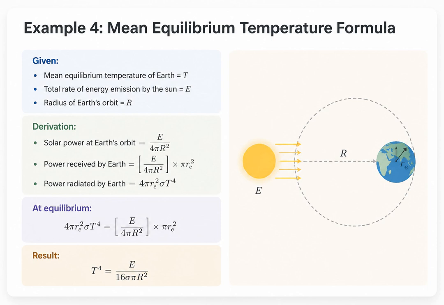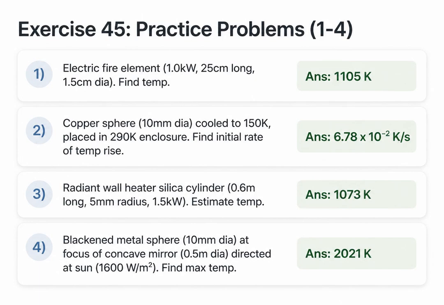The source material provides a comprehensive set of practice problems in exercise 45. Let's review the first four. Question 1 asks for the temperature of a cylindrical electric fire element acting as a blackbody, which yields 1105 Kelvin. Question 2 involves a copper sphere cooling in a specific enclosure, requiring us to calculate the initial rate of temperature rise using Stefan's law and the specific heat capacity of copper, resulting in 6.78 times 10 to the negative 2 Kelvin per second. Question 3 is similar to the first, estimating the temperature of a radiant wall heater's silica cylinder at 1073 Kelvin.